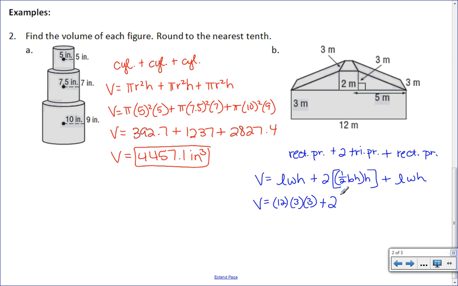For the triangular prisms, the base and the height of the triangle, we have a base of 5 and a height of 3. And then the height of the whole prism, remember that is the distance from one base to the other. So it's from this base at the front to the base, the triangle in the back, and that is 3 meters.